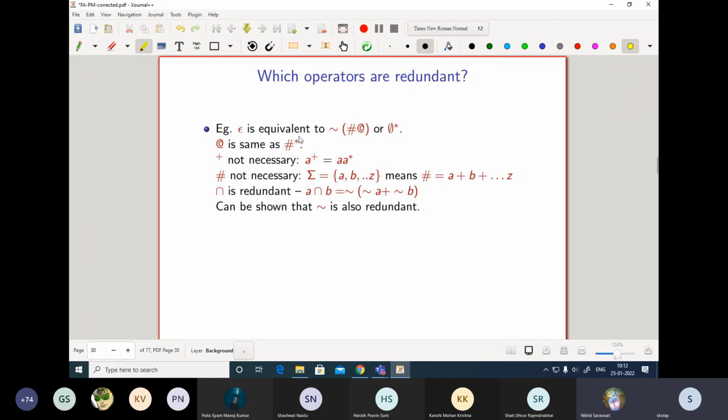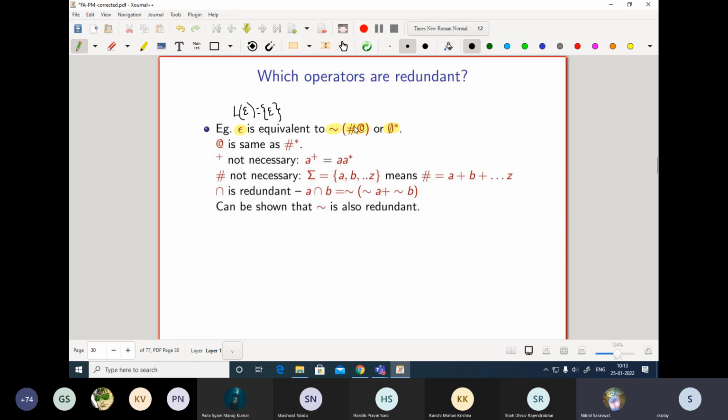Just from the meaning of it, notice that the atomic pattern epsilon matches the language containing only the empty string. And this would be equivalent to the pattern not of hash at, or null star. Okay, so why? Because let's look at the languages. L of epsilon is equal to epsilon.